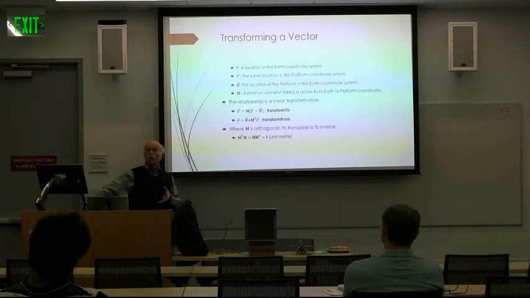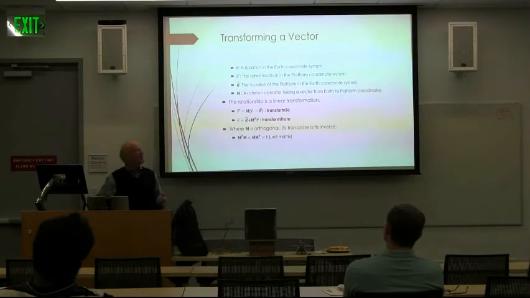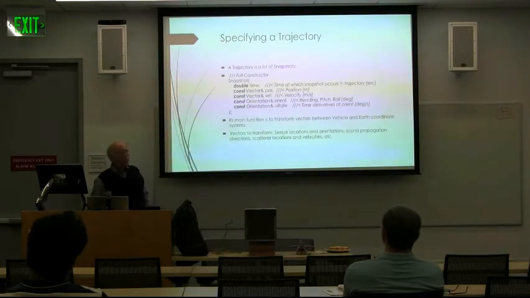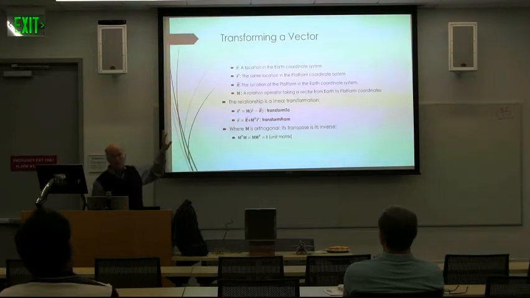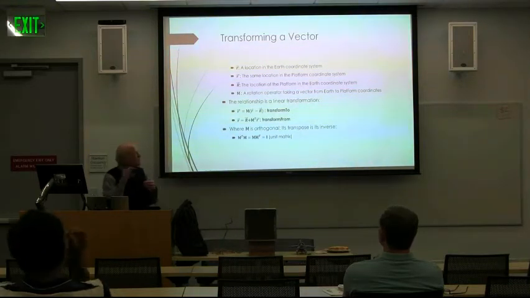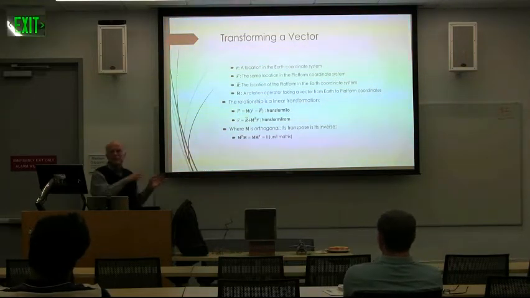there's a vector that you know. Get it from the construction diagram of your vehicle, but you want to know where it is relative to the Earth so that you can do this sound propagation problem from the source to the receiver. So to do this transformation, you have a location in the Earth coordinate system. You have R prime, the same location expressed in the platform coordinate system. And you have this big R, which is the location of the platform relative to the Earth. And, right, we're not doing first derivatives this time.